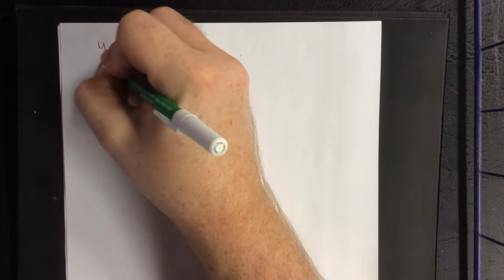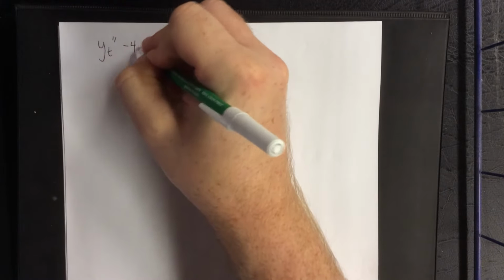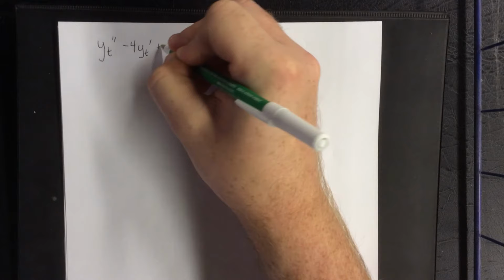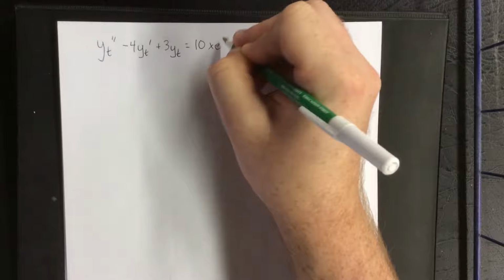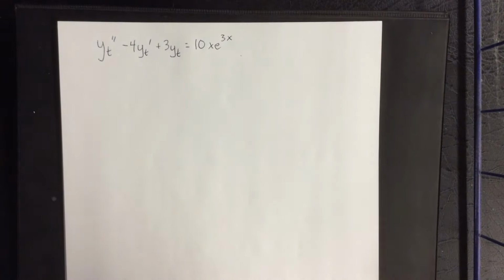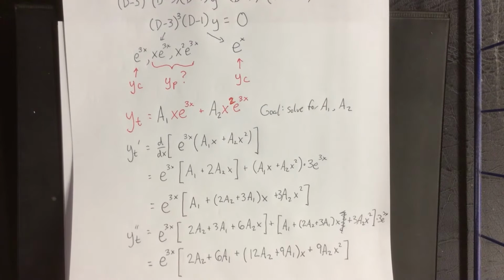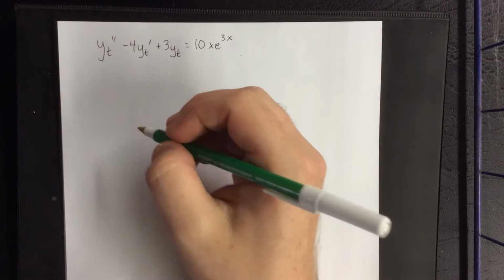So we're going to do y trial double prime minus 4y trial prime plus 3y trial. That all is going to be equal to 10x e to the 3x. Now I'm going to be borrowing the derivatives of the trial solution from the previous page. If you need to rewind, please feel free to do so as I'm copying these down.